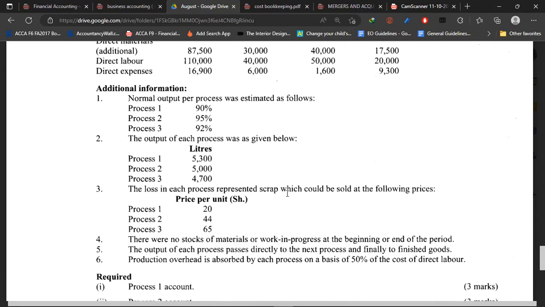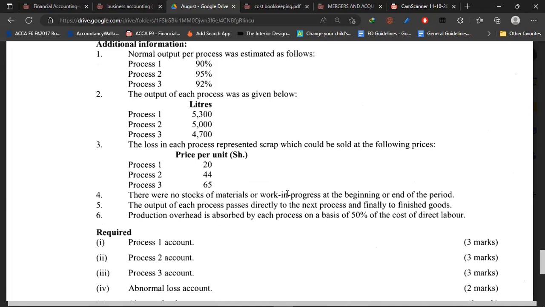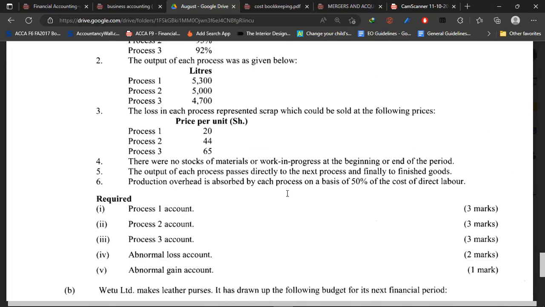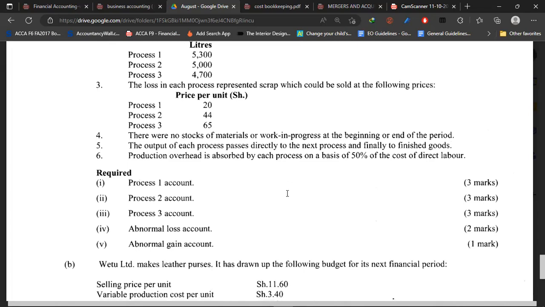But number three, we have been told the losses in each process represented scrap, which could be sold at the following prices. So price per unit, we have been given for process 1 to 3. But number four, we have been told there were no stocks of the materials or work in progress at the beginning or end of the period. Five, the output of each process passes directly to the next process and finally to the finished goods. But the examiner is talking about the production overhead being absorbed by each process on a basis of 50% of the cost of the direct labor.